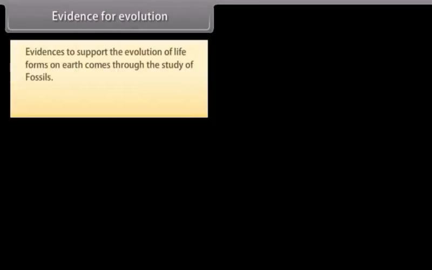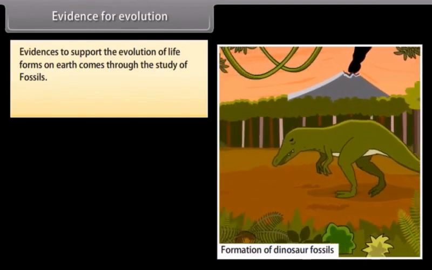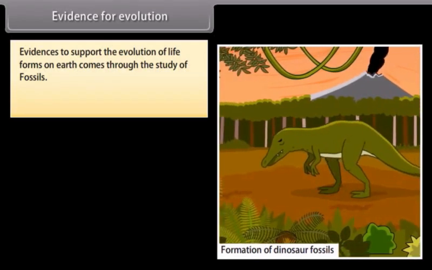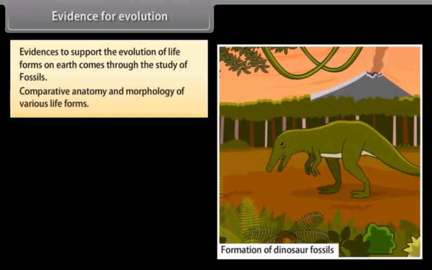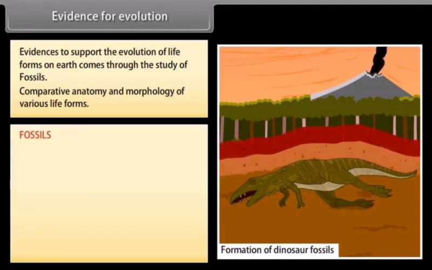Evidence for evolution. Evidences to support the evolution of life forms on Earth comes through the study of fossils, comparative anatomy and morphology of various life forms.